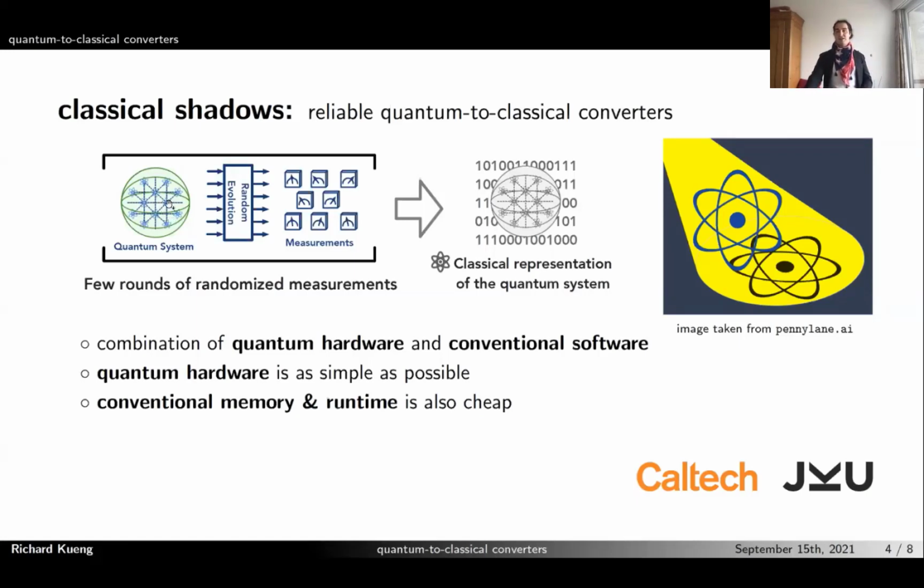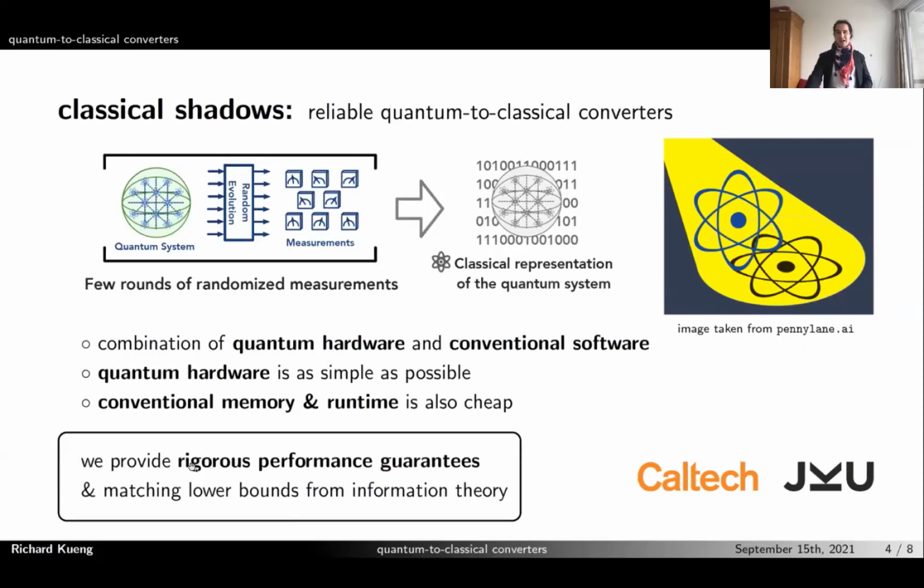And our trademark sigil with these results is that we try hard to equip this method, or basically every method that I help develop, with rigorous performance guarantees where we mathematically prove that these quantum to classical converters have to work as intended. And in fact, we also managed to derive matching lower bounds from information theory that tell us that our quantum classical converters are not only reliable, but they are optimal in the sense that it is impossible to improve them substantially for certain problem instances.